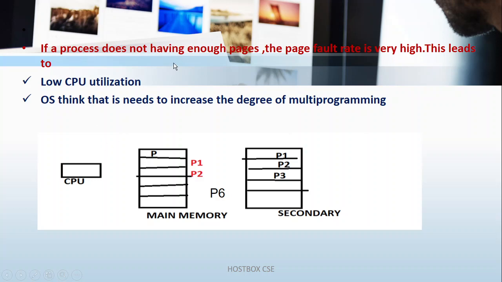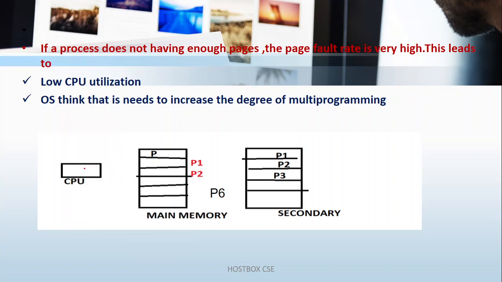So if the process does not have enough pages, then what happens? The page fault rate is very high. This leads to a situation like low CPU utilization, and the OS also thinks it should increase the degree of multi-programming.